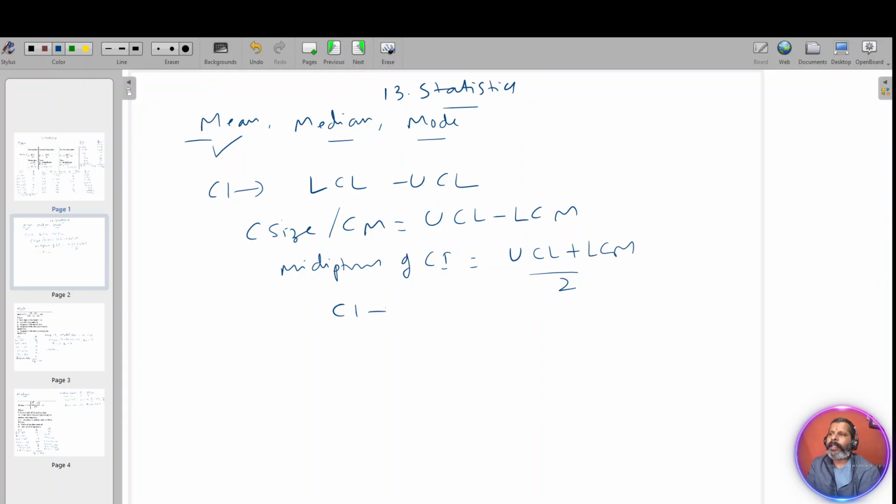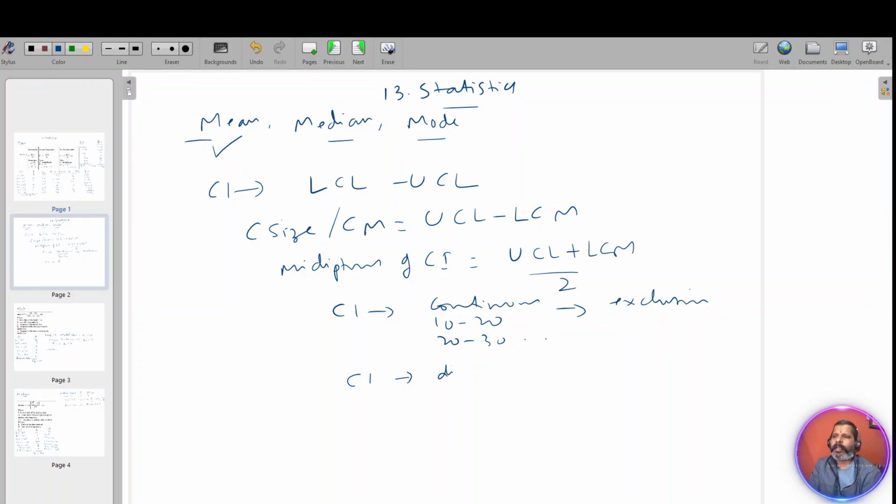When CI is continuous, means 10 to 20, 20 to 30 like that, it's called exclusive CI, and we will be checking CI before we start finding mean, median, mode. It should be in continuous mode, means exclusive CI. If not, we have to convert it. There is a method that I will tackle when we get that kind of questions.